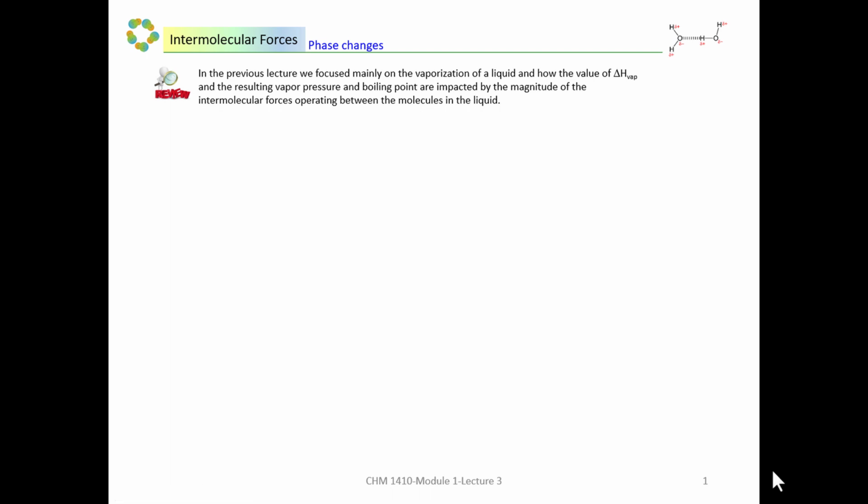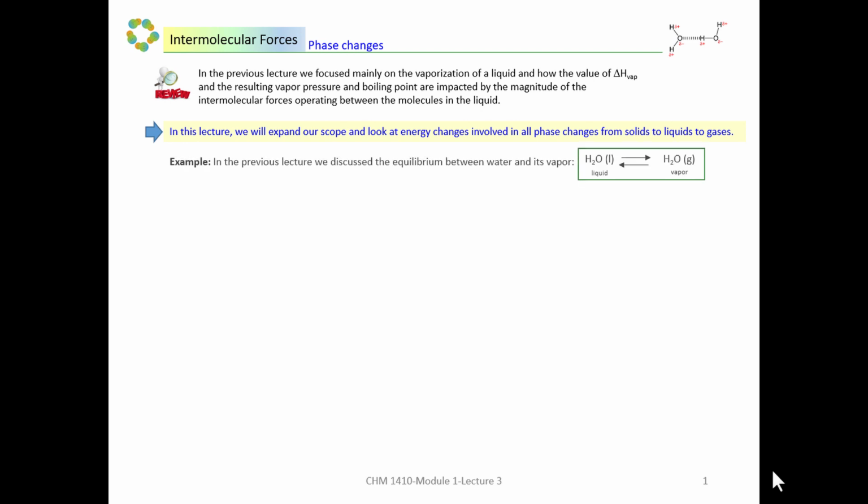In the previous lecture, we focused mainly on the vaporization of a liquid and how the value of the enthalpy of vaporization, delta H, and the resulting vapor pressure and boiling point are impacted by the magnitude of the intermolecular forces operating between the molecules in the liquid. Now, in this lecture, we will expand our scope and look at energy changes involved in all phase changes from solids to liquids to gases.